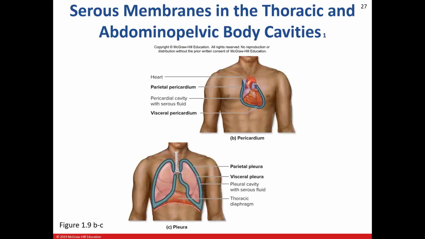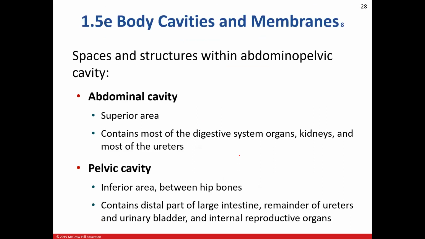So here's a good picture for those. You can see here how the parietal and visceral pericardium are pictured. That dark blue line going right around the heart is the visceral pericardium. That outer blue line forms the sac, that's the parietal pericardium. And where that light blue is, that's the pericardial cavity with the serous fluid. Same thing here for the lungs, parietal and visceral pleura. So just go over these pictures and make sure you understand them pretty well.